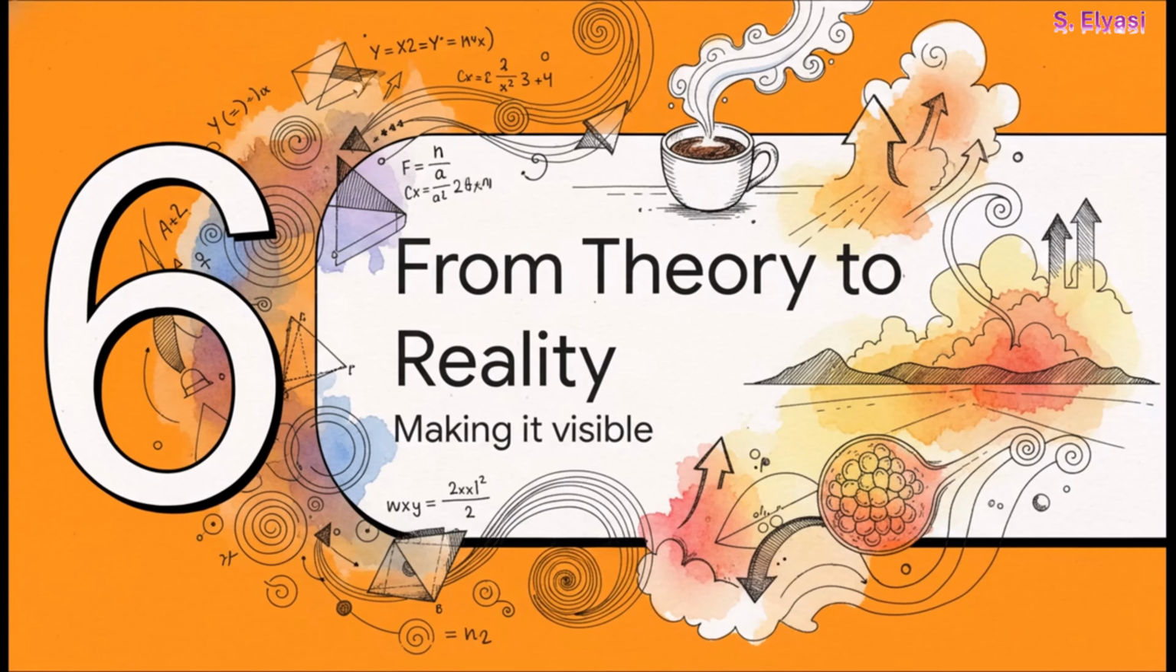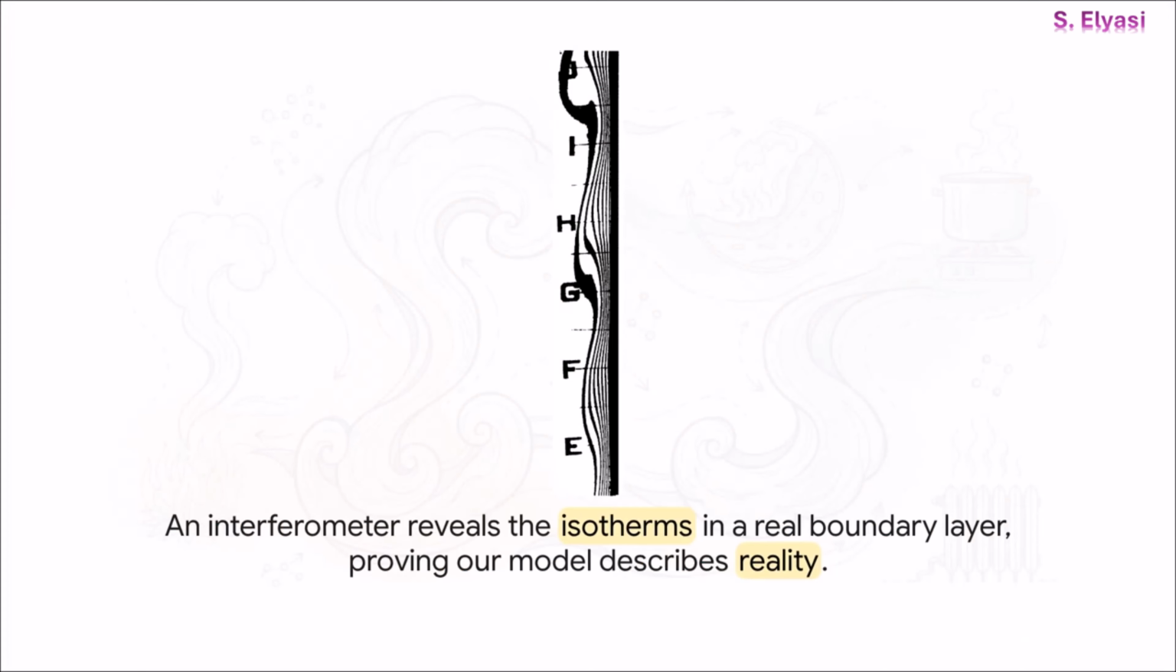Okay, so this is all great. The theory is elegant, the math works out, but does it actually match what happens in the real world? Let's find out. Wow. So this is not a computer simulation. This is a real photograph. It was taken with a special device called an interferometer, which lets us actually see lines of constant temperature, what we call isotherms. And you can see it so clearly, the boundary layer forming along that vertical plate.